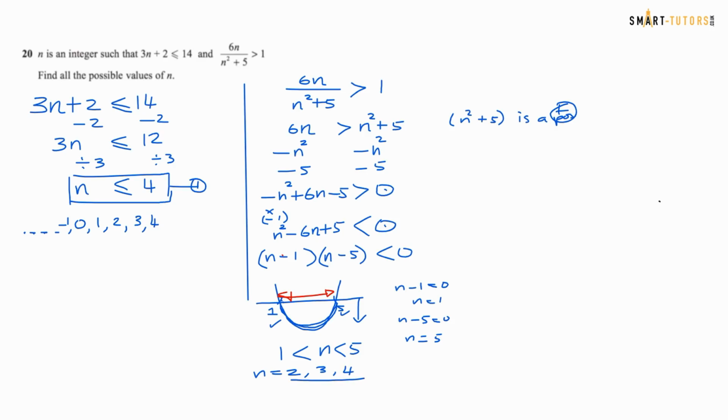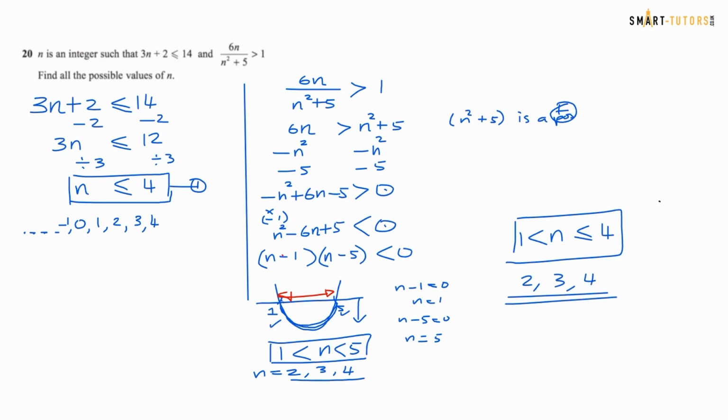So the possible answers for this one: n can be 2, n can be 3, n can be 4. So 2, 3, 4. So if you combine both the inequalities together, the final answer is n is greater than 1 and less than or equal to 4. So the possible answers are 2, 3, and 4. That is our final answer.